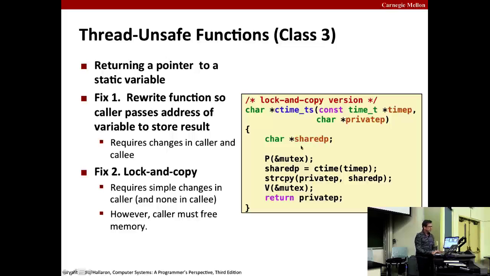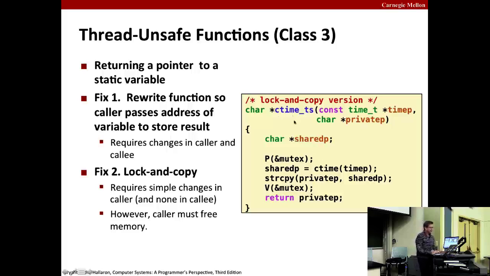A better option is to create a new function of our own, called ctime underscore ts, for thread safe. So we'll create our own wrapper function for ctime. And we'll use a technique called lock and copy to provide thread safe access to ctime. So the way it works is that we'll write this new function, ctime underscore ts, which, just like ctime, takes a pointer to this time struct, but then it adds a second argument, which is a pointer to the thread's private copy of the time string. Okay, so the caller allocates the space and passes the pointer to that string.